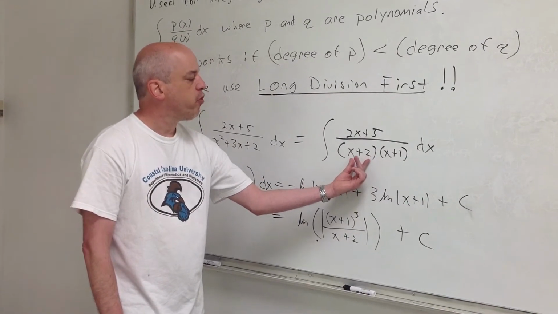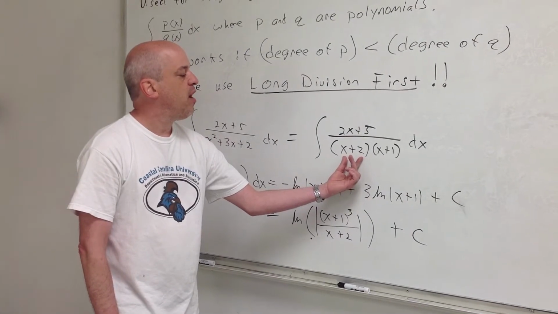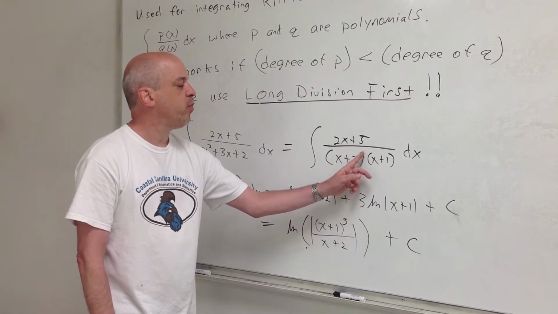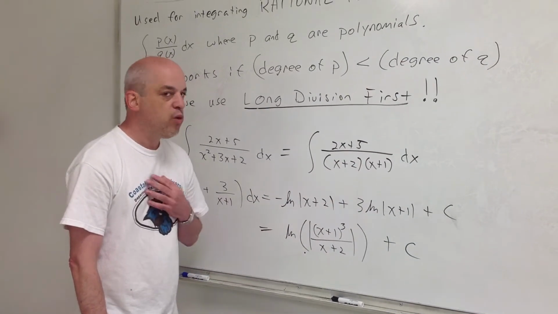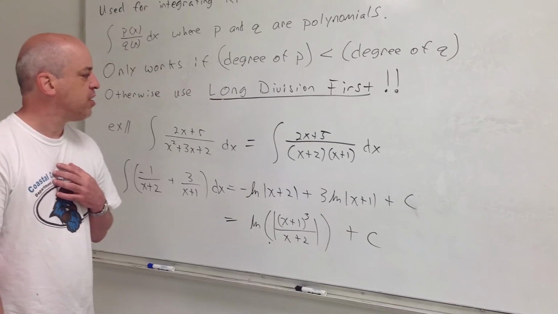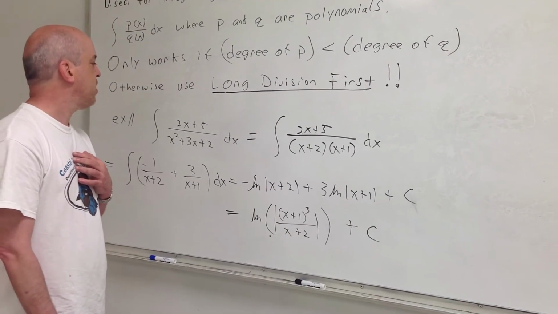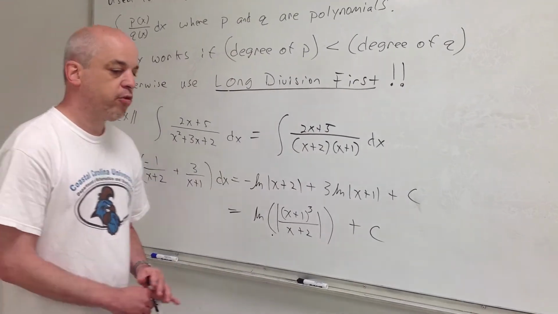All of my factors are degree 1 polynomials, and none of them are repeated in that I don't have the same one twice. Had this been (x plus 2) squared, it would have been a repeated linear factor. And that will affect how we break down the problem of a partial fraction decomposition. So I'd like to give you an example now where one of the factors is repeated.